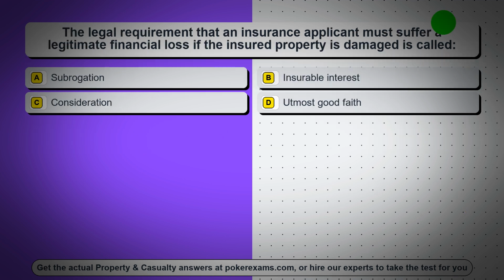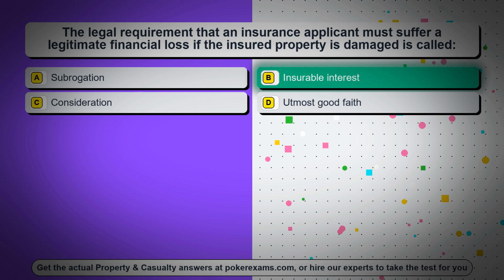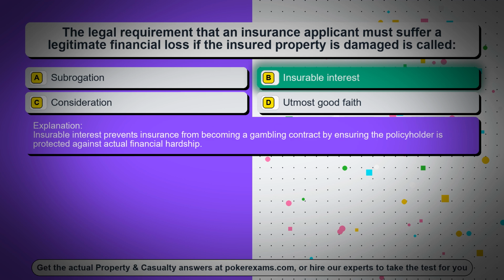Question 24. The legal requirement that an insurance applicant must suffer a legitimate financial loss if the insured property is damaged is called: Option A, subrogation. Option B, insurable interest. Option C, consideration. Option D, utmost good faith. The correct answer is option B, insurable interest. Insurable interest prevents insurance from becoming a gambling contract by ensuring the policyholder is protected against actual financial hardship.